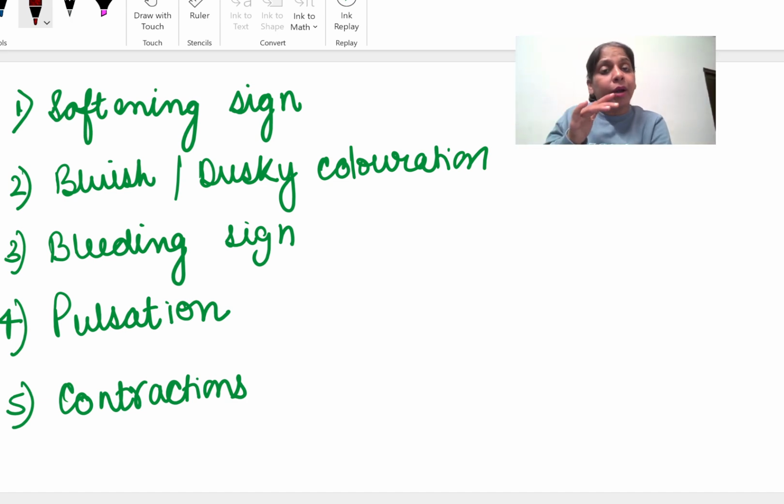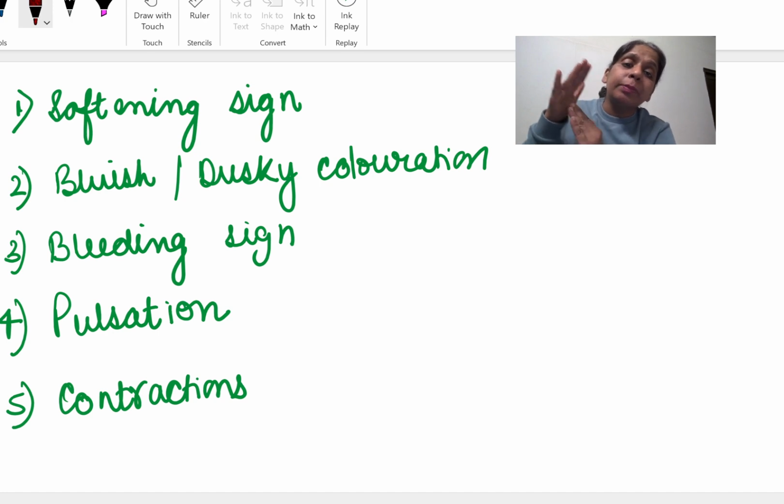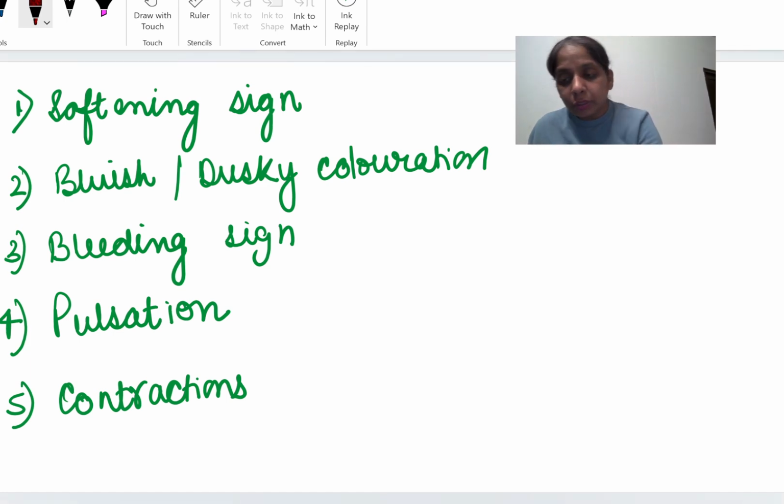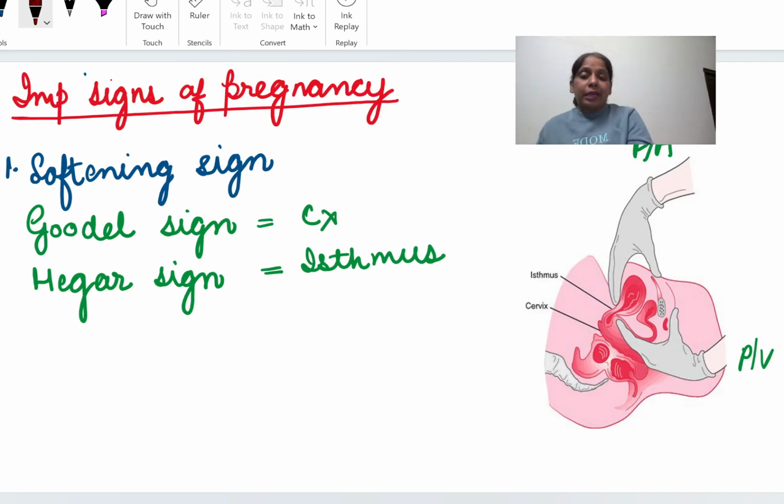With this increased blood flow, when we put the hand at the site of the arteries, we can feel the increased pulsation. As the fetus is a foreign body, continuously after conceiving there are some contractions, which are known as Braxton Hicks contractions, and we can feel those contractions also. Now let us see what the signs are. First of all, we will discuss the softening signs.